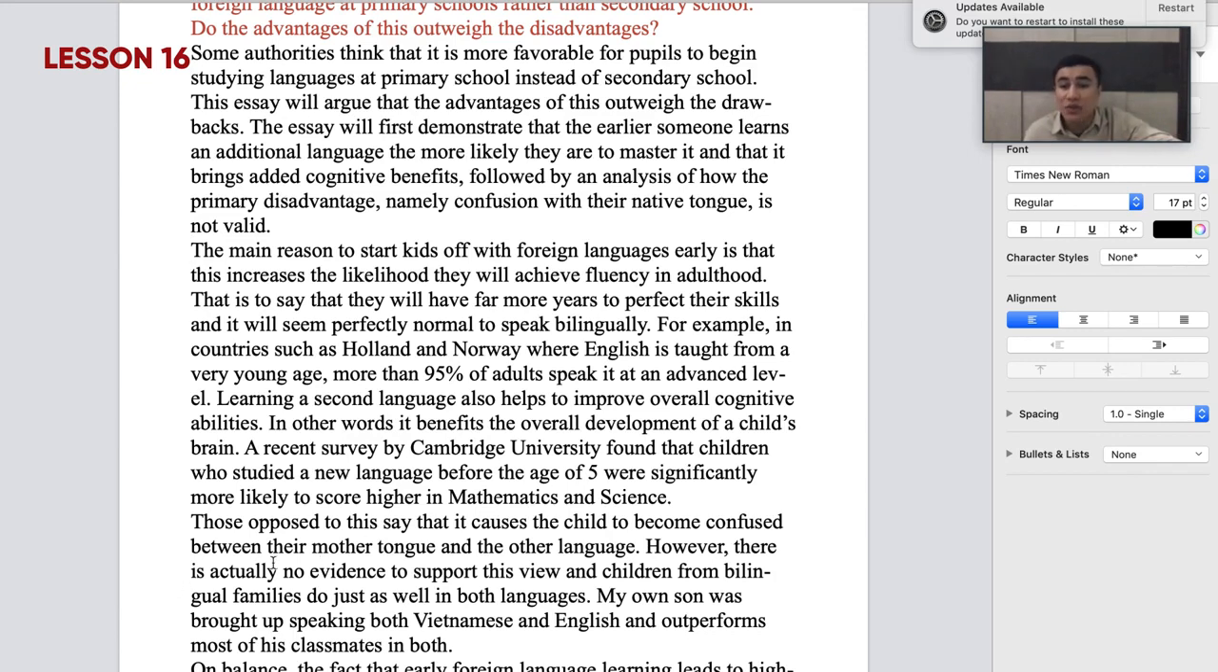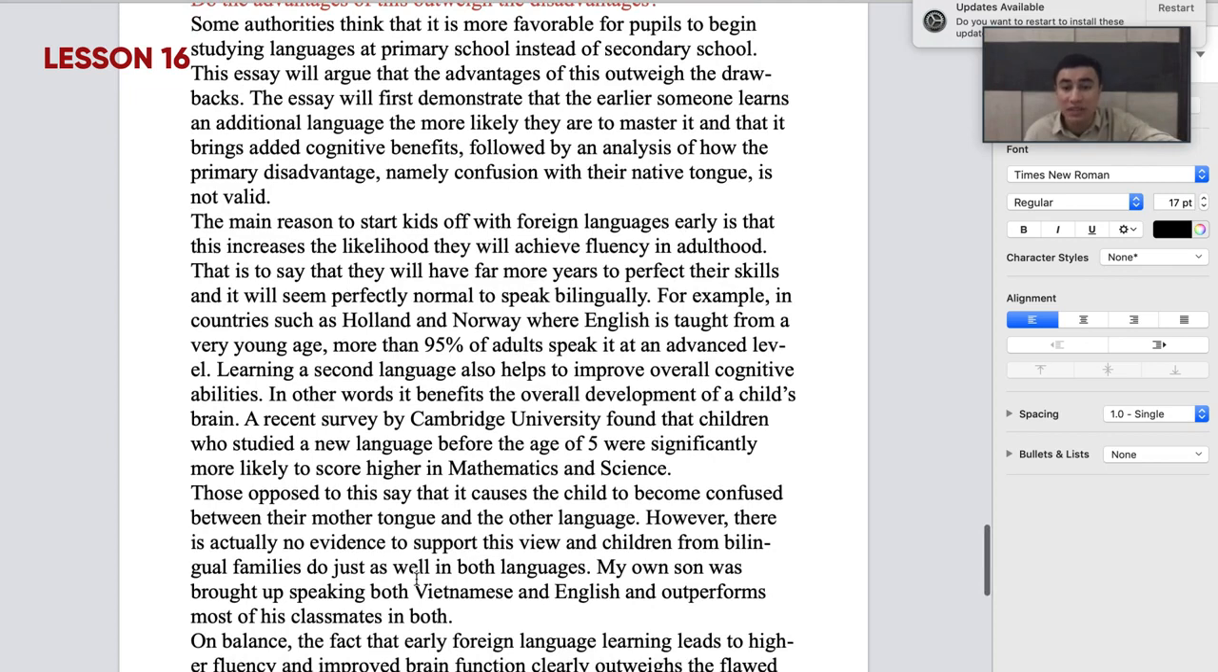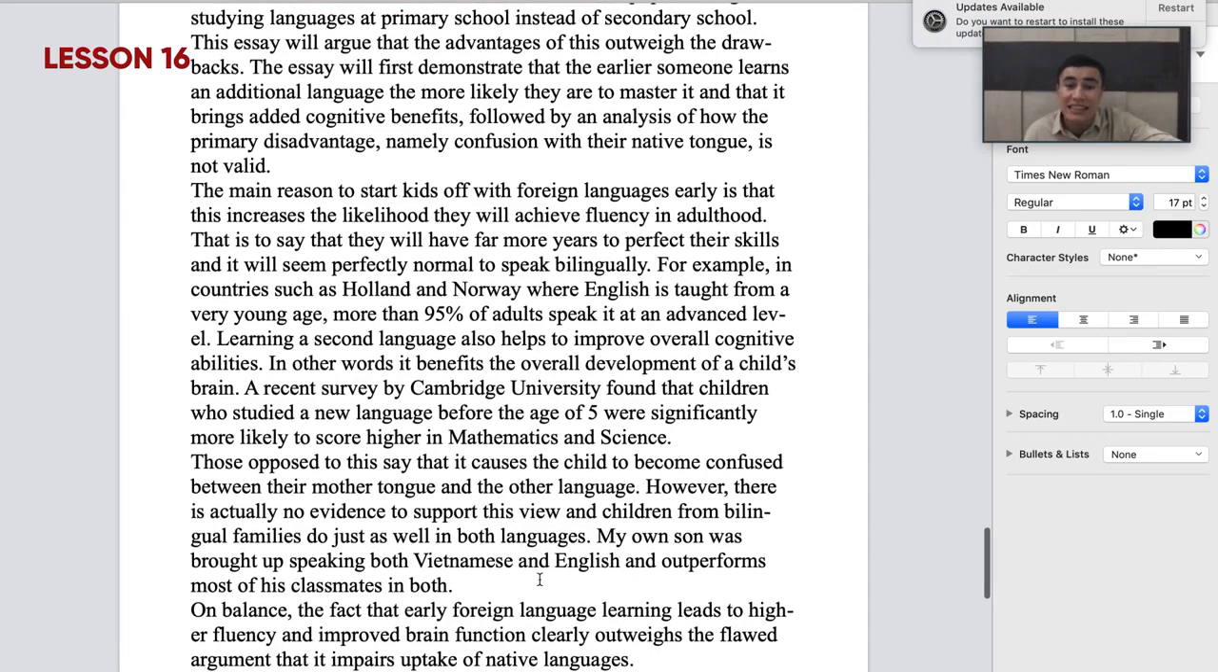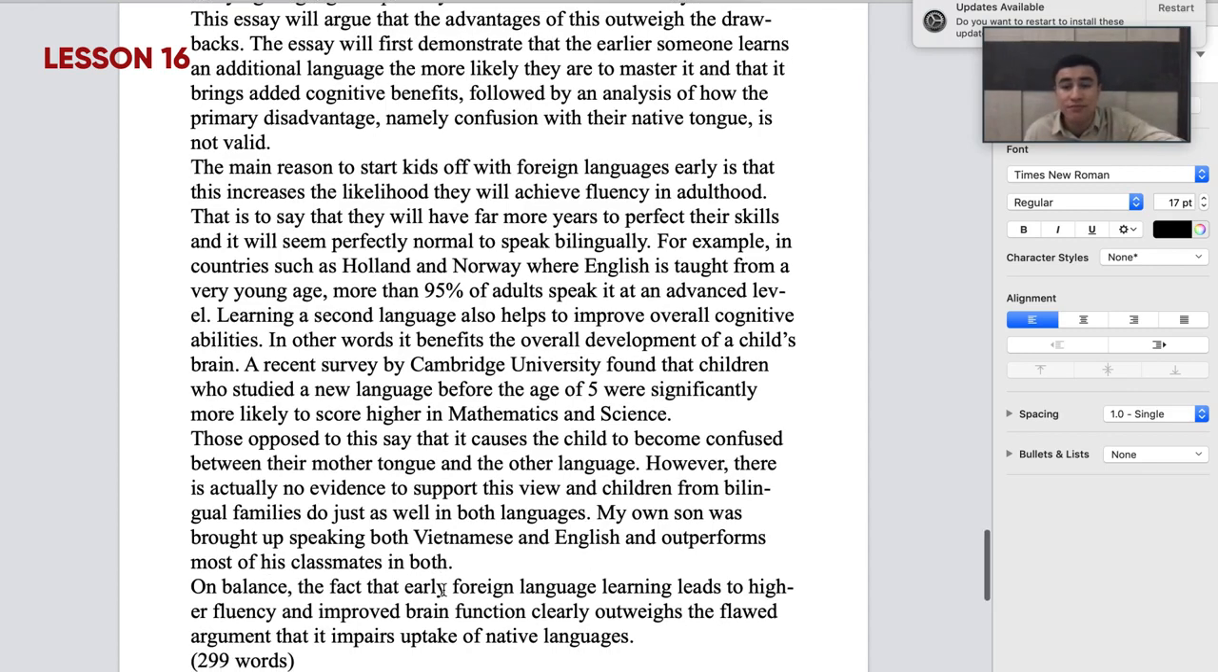However, there is actually no evidence to support this view, and children from bilingual families do just as well in both languages. My own son was brought up speaking both Vietnamese and English and outperforms most of his classmates in both. Okay? But of course, for students who do not have families or children, they may exclude this sentence here.